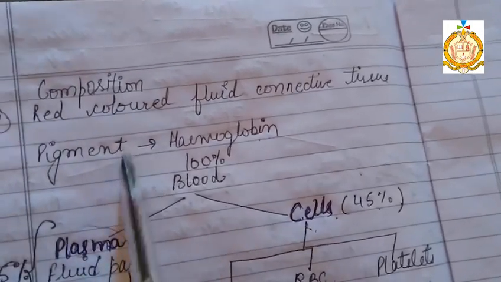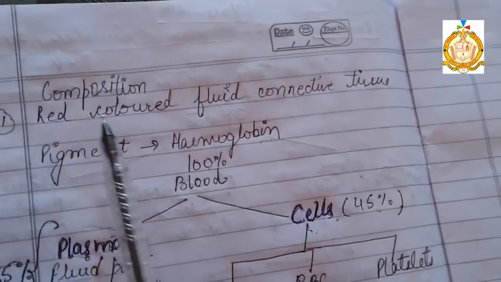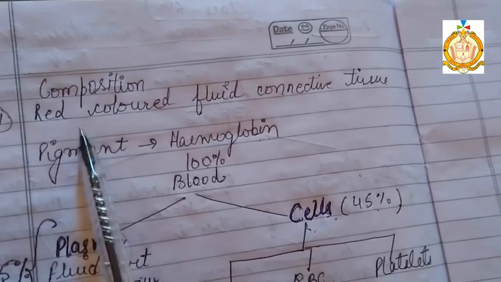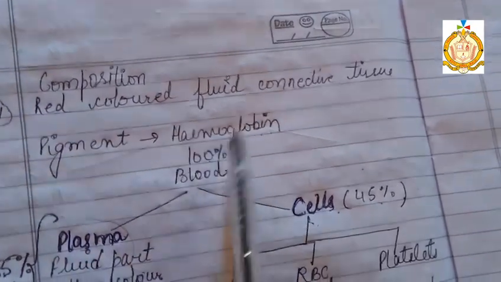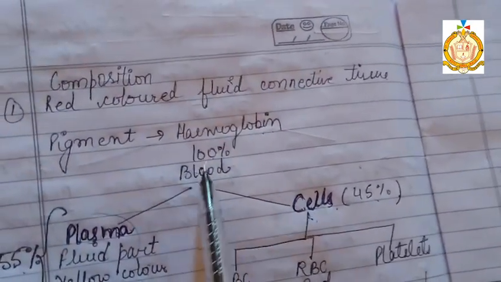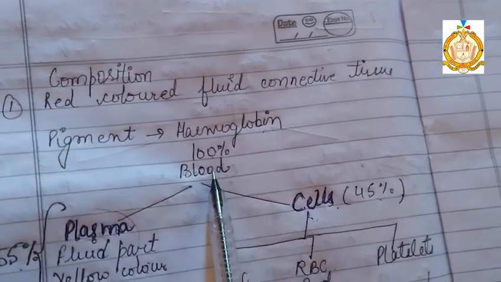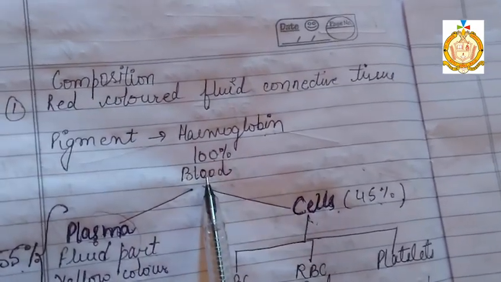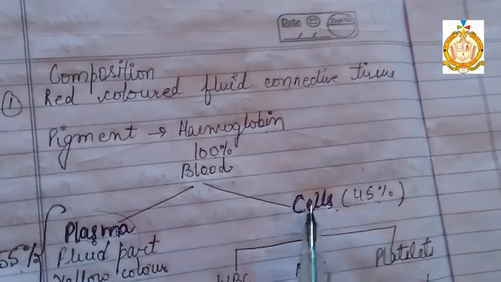First of all, blood is red in color. And why is it red in color? Due to the pigment hemoglobin. Suppose there is 100% blood. This 100% blood is made up of two parts, plasma and cells.